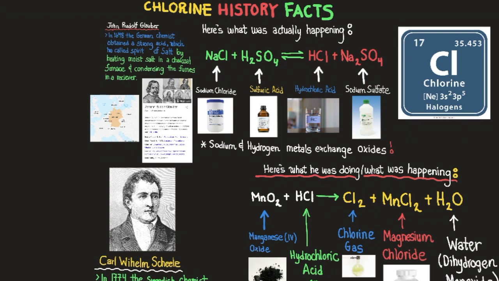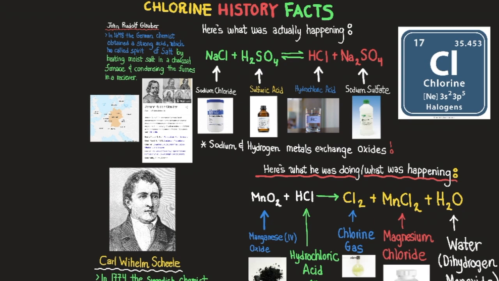So the modern history of chlorine, in which it's used as an isolated product, or it's used in a more specific way in which chlorine is applied and directed in forms that do not directly involve sodium chloride or salt. The first usage and application of chlorine starts around 1648 with the German chemist John Rudolf Glauber. He obtained a strong acid which he called the spirit of salt by heating most of the salt in a charcoal furnace and condensing the fumes in a receiver.